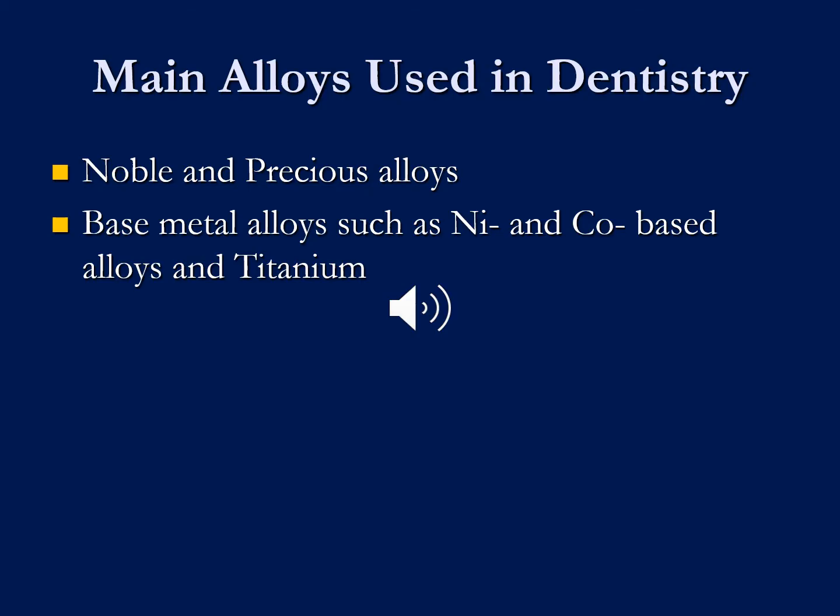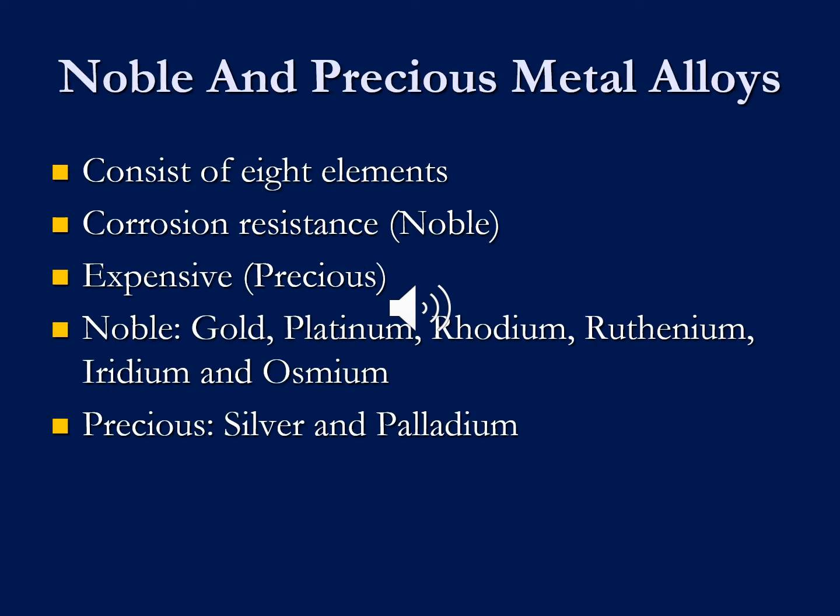Main alloys used in dentistry. We have noble and precious alloys, and we have base metal alloys such as nickel and cobalt-based alloys and titanium. Noble and precious metal alloys consist of 8 elements, and they are corrosion resistant, and that makes them noble, and expensive, and that makes them precious. Noble, such as gold, platinum, rhodium, ruthenium, iridium, and osmium, and the precious such as silver and palladium.